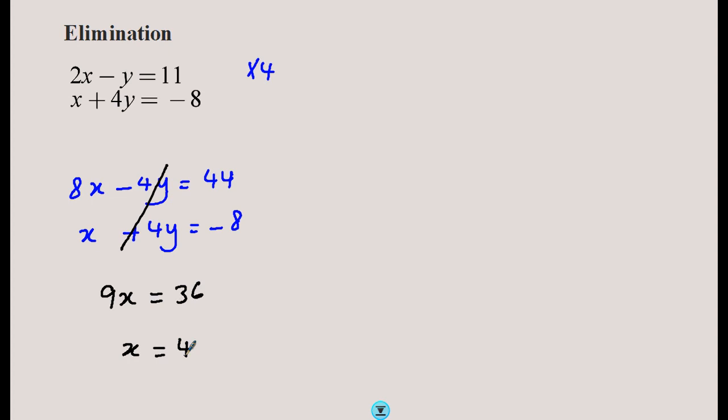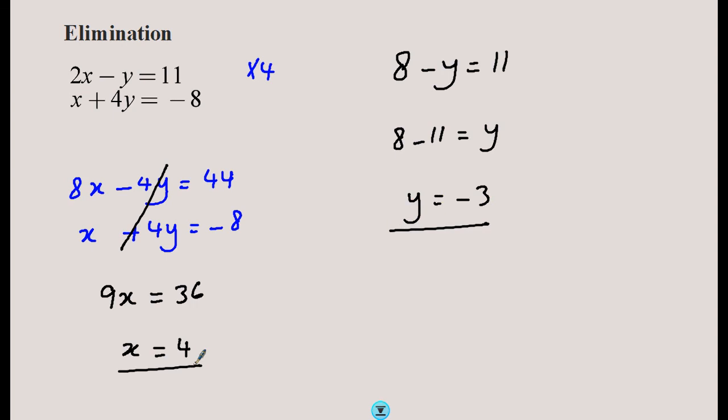Now in order to find the value of y, you can choose either equation, either this one or this one. I would rather choose the top one because the coefficient is simply -1, not 4. It makes life easier for me, but it doesn't matter. 2x is 8 minus y equals 11. Rearranging, y goes to the right, and 11 comes to the left, so 8 minus 11 equals y, and y equals -3, which again is the same answer that we obtained before.